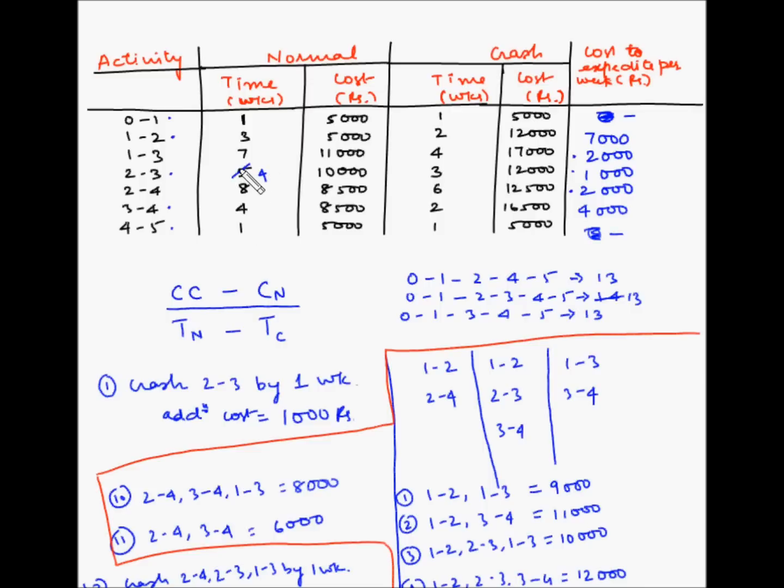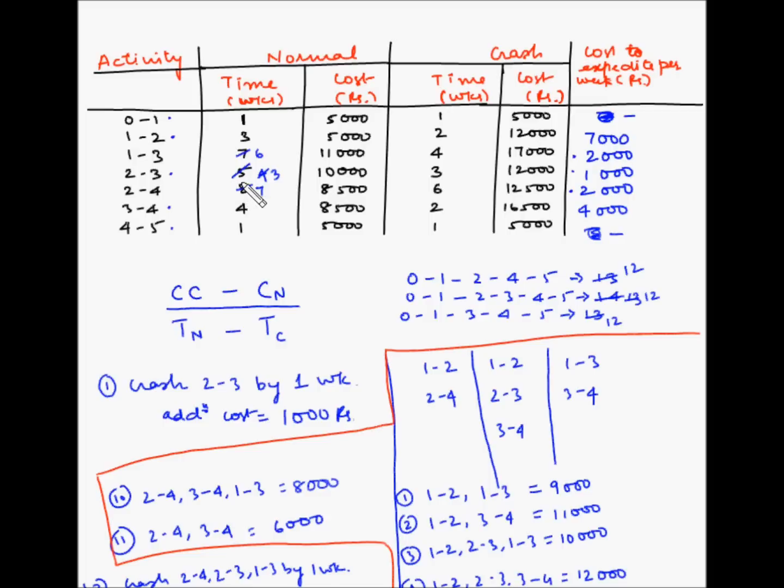So now let's reduce the duration of these. First is 2-4. So 2-4 gets reduced from 8 to 7. 2-3 reduces from 4 to 3. And 1-3 reduces from 7 to 6. And now these paths get reduced by 1 week each. So these become 12, 12 and 12.